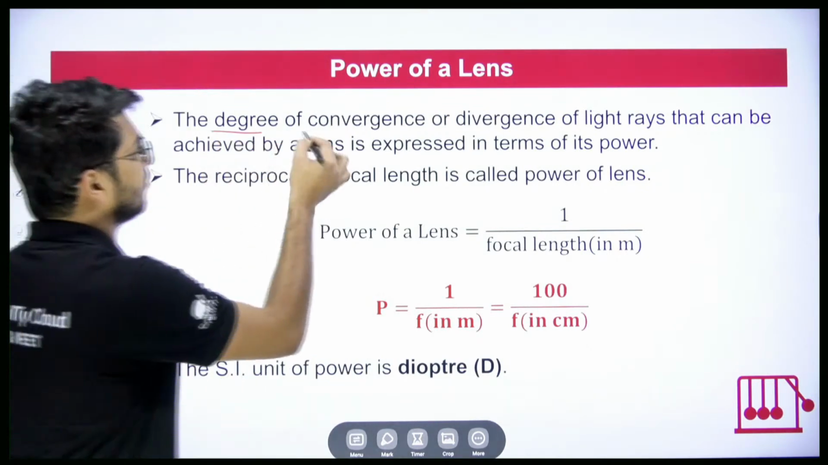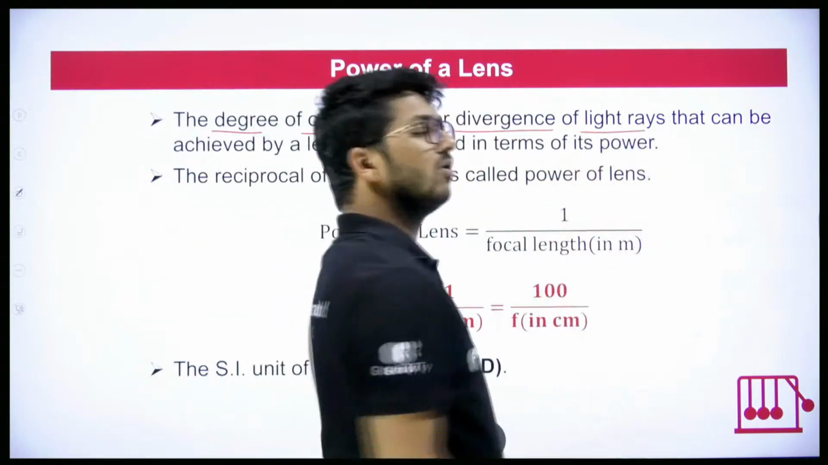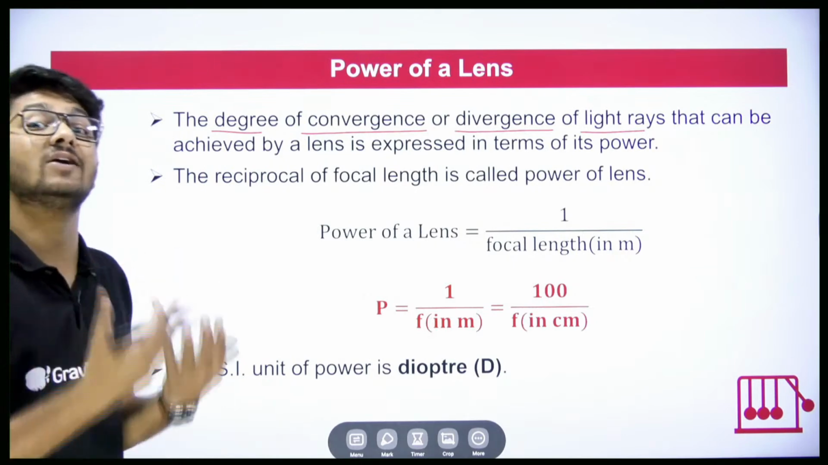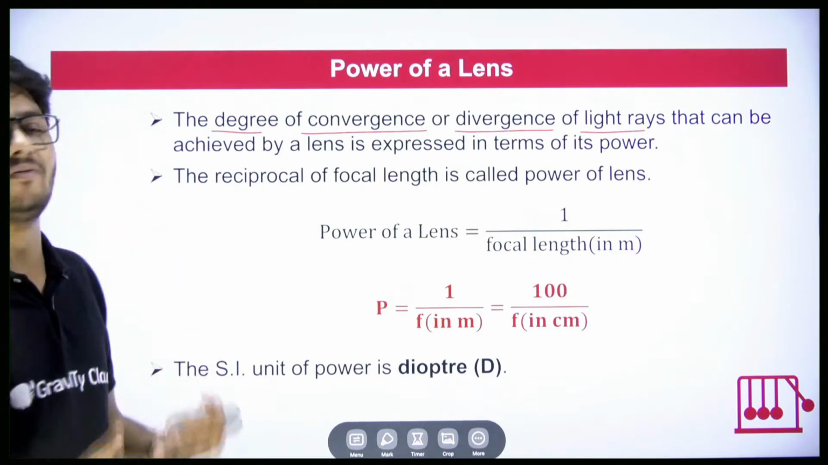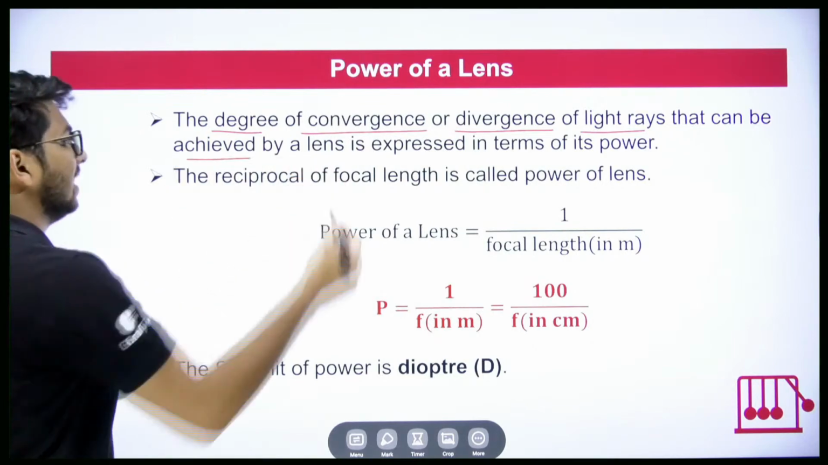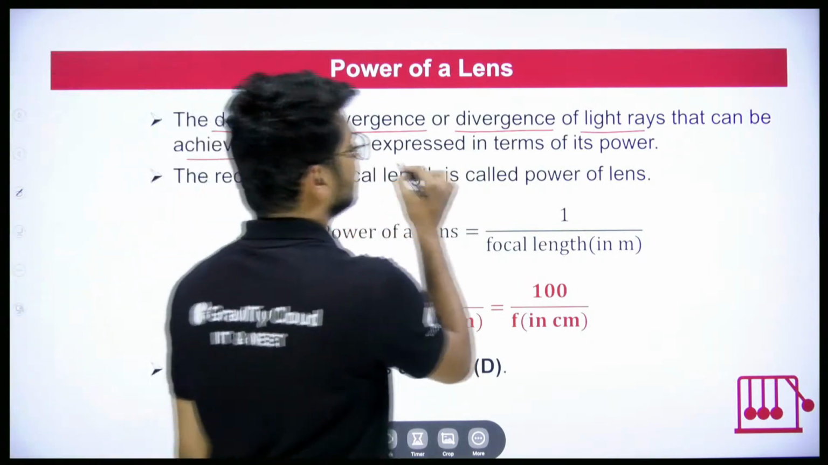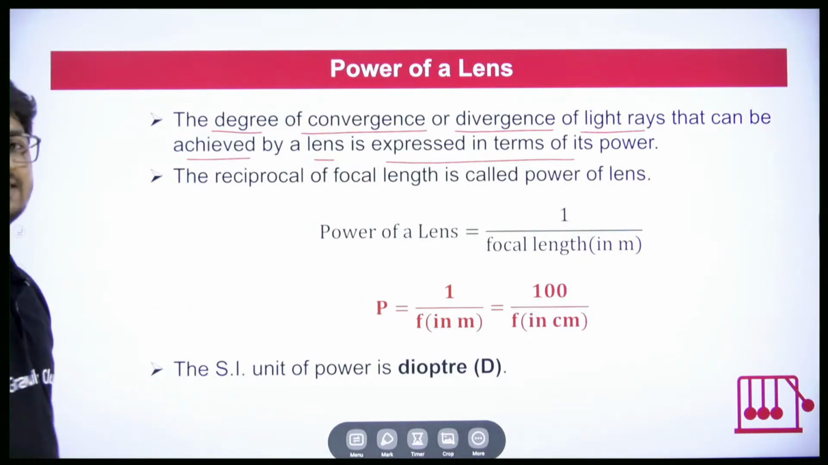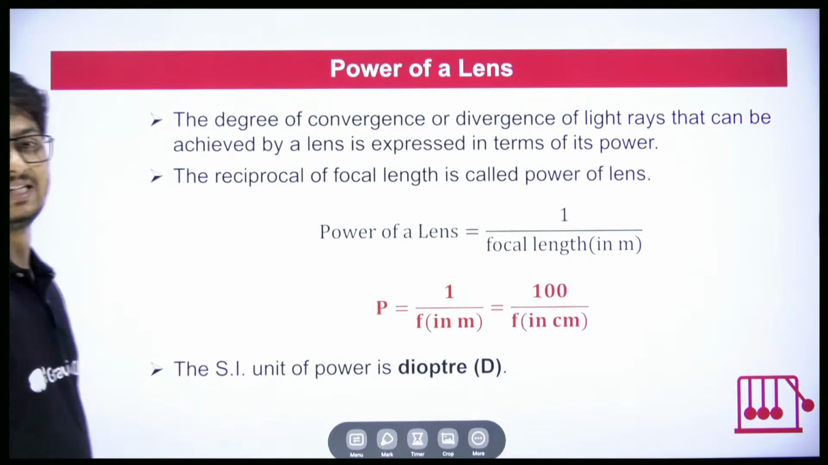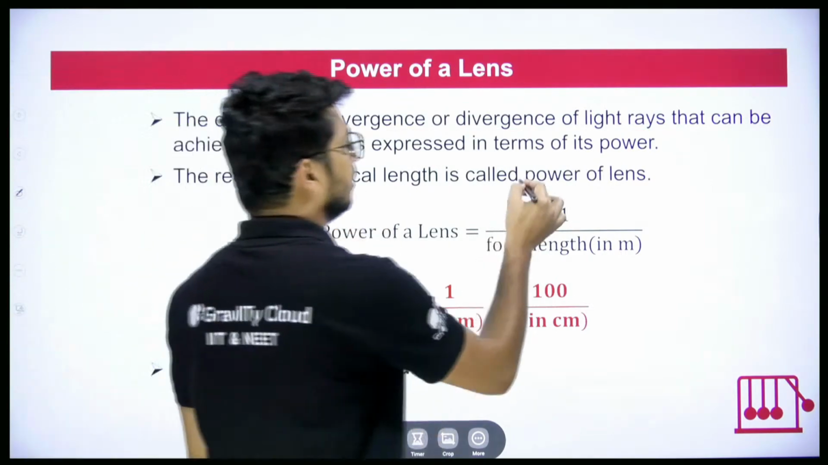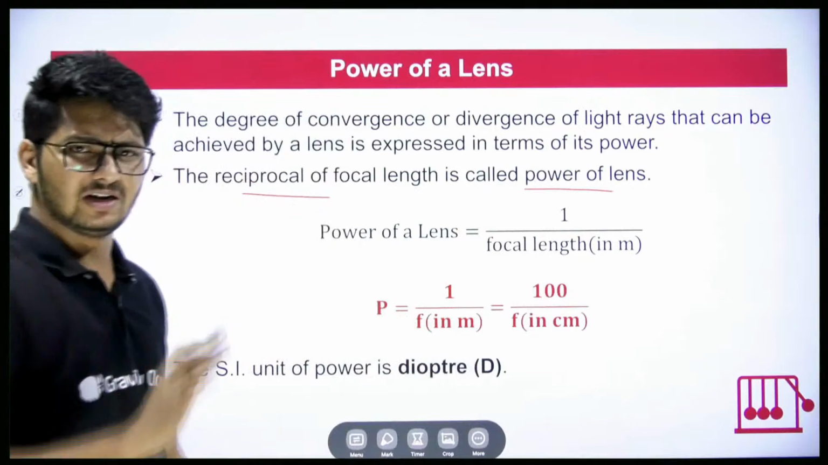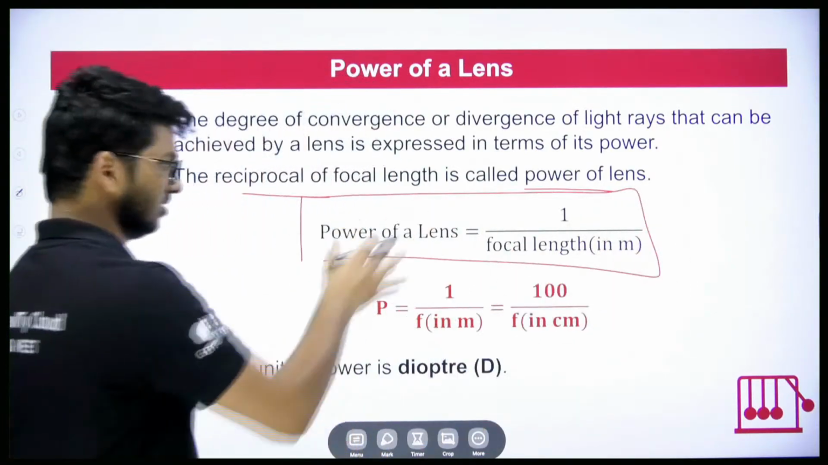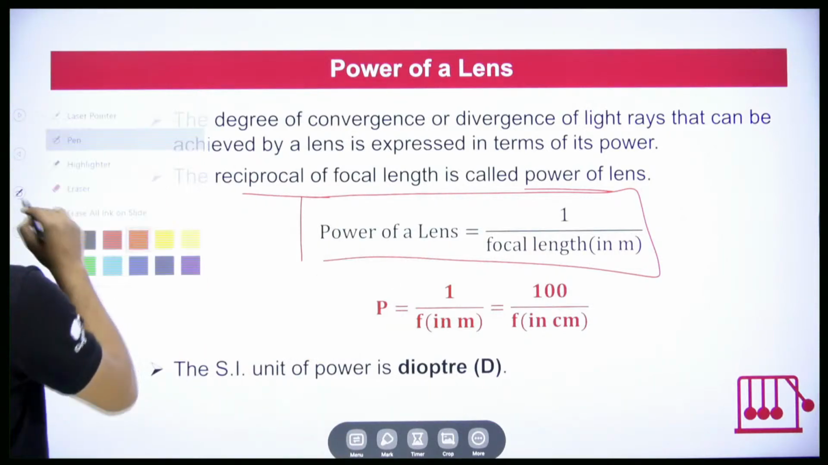The degree of convergence or divergence of light rays. And when we say convergence or divergence, it ultimately means the degree of bending of light rays that can be achieved by a lens, which is expressed in terms of its power. So the reciprocal of focal length is called power of lens. That's it. Straightforward definition. One simple definition. This is the definition, by the way. Power of a lens is the reciprocal of what?